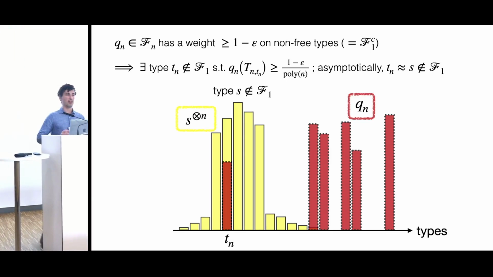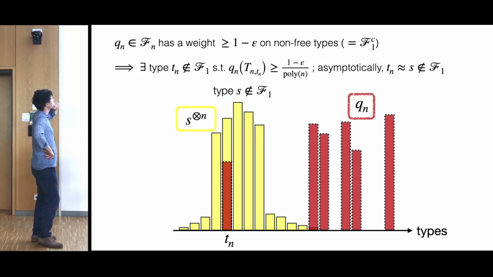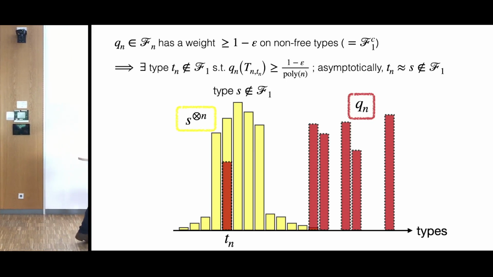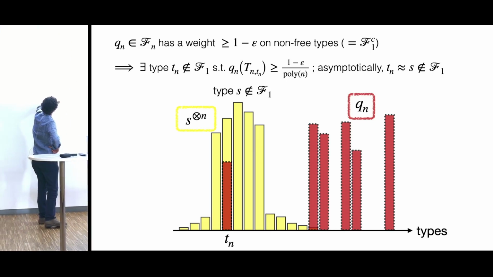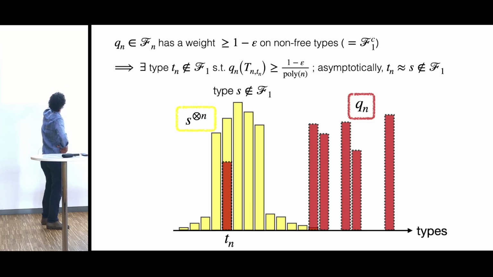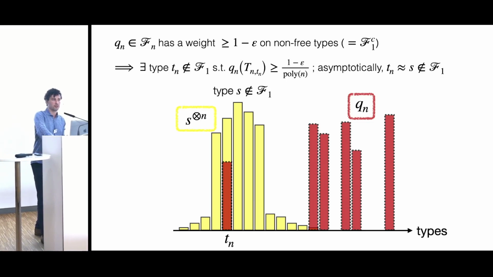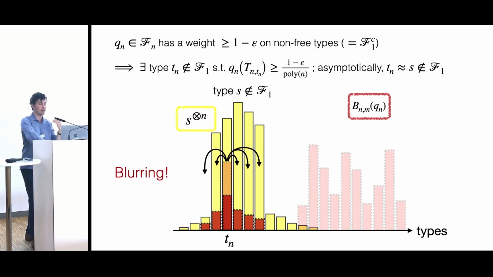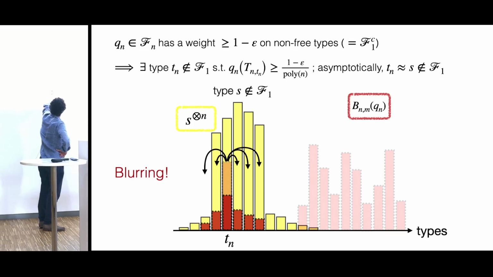Okay, then we are in this situation now. Again, a drawing. We have this type S, which is non-free. Let's also draw this S tensor n probability distribution over types. And then we have this Qn. We don't know anything about Qn. We only know that it has significant weight on some type Tn, which is approximately, for large n, close to S. Now what we're going to do is, again, we blur everything. We only care about the left-hand side of the picture, and let's blur everything. So again, this weight that Qn had on the single type maybe spills over to nearby type classes.